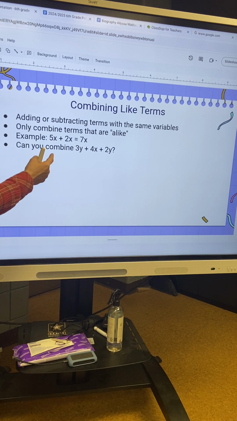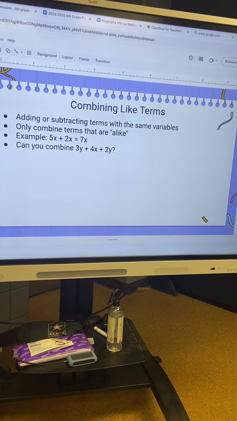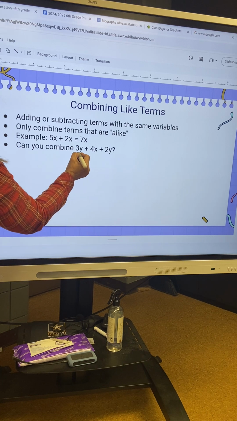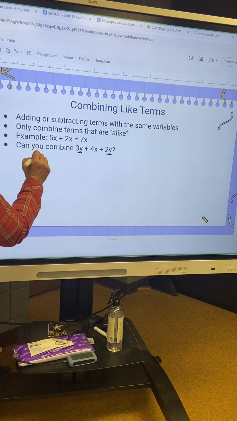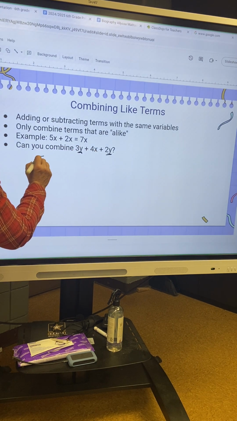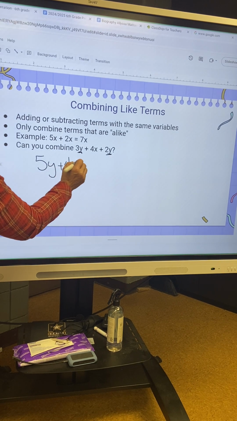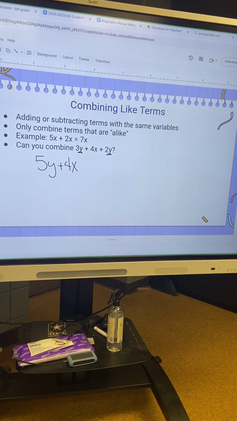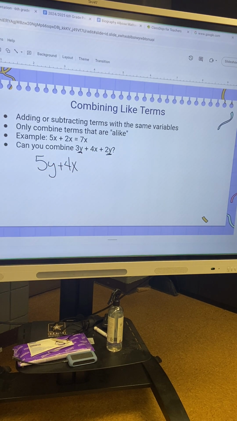So right here, can we combine any like terms in this expression? 3y plus 4x plus 2y. Remember, we're looking for something that has the same variables. Well, I see y as a variable here, and I see y as a variable there. So can we combine them? Yes, we can. We can say 3 and 2 is 5y plus 4x. This expression is equal to that expression, okay?